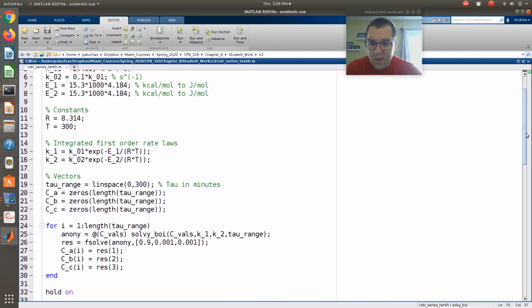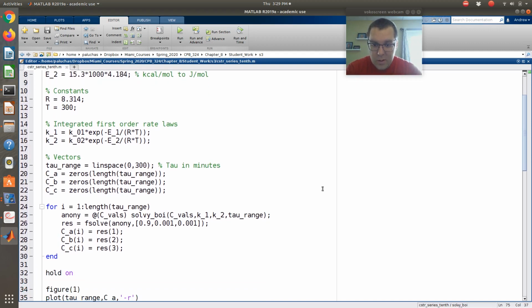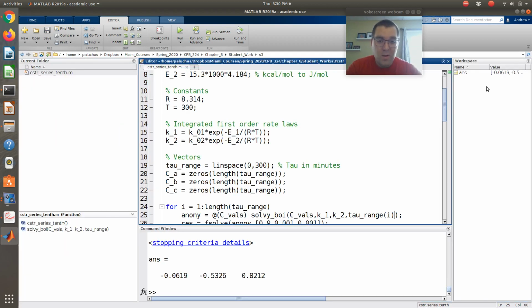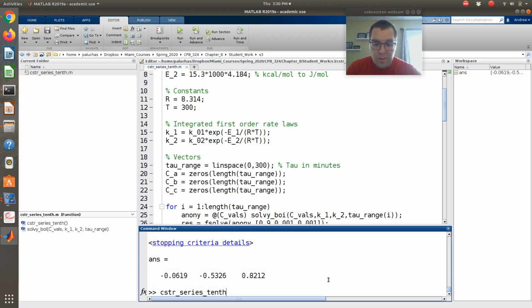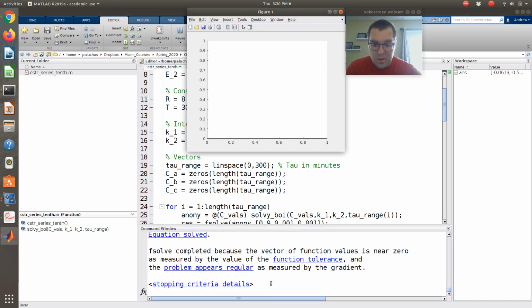So the only mistake then in terms of getting this to work is you don't want to pass your anonymous function tau range, but just the ith tau value, right? You're going to loop over tau values. In each iteration, you want to solve for that specific tau. Okay, so my guess is just by changing this to tau range, that it'll work. Okay, so if I rerun it, orange goes away.